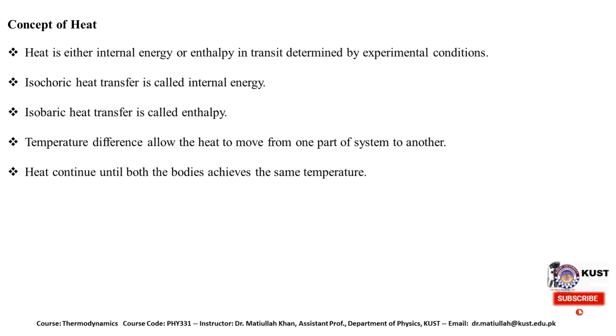As we know, heat is either internal energy or enthalpy, and the most important thing when we are discussing heat is that we have some experimental condition or restriction applied on it. So heat is either internal energy or enthalpy in transit, determined by experimental condition. How do we have the experimental condition for that? If we consider an isochoric process, in which the volume of the system or the piston remains constant, then all the heat given to the system is converted to the internal energy of the system.